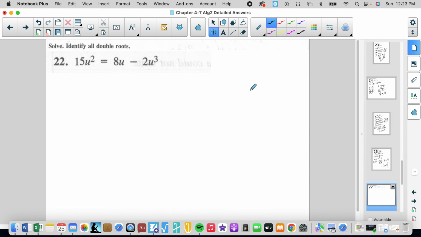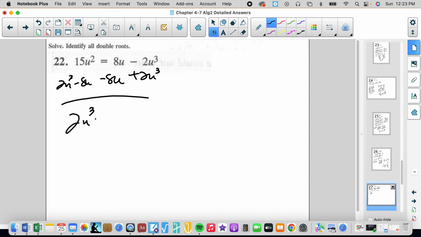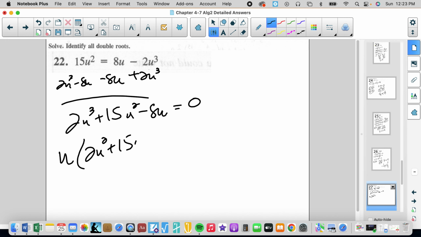Let's keep going. I'm going to move this because that'll make it positive. And my largest degree should be positive. So we get 2u cubed plus 15u squared minus 8u equals 0. We cannot factor out a coefficient, but we can factor out a variable. You get u, 2u squared plus 15u minus 8 equals 0.